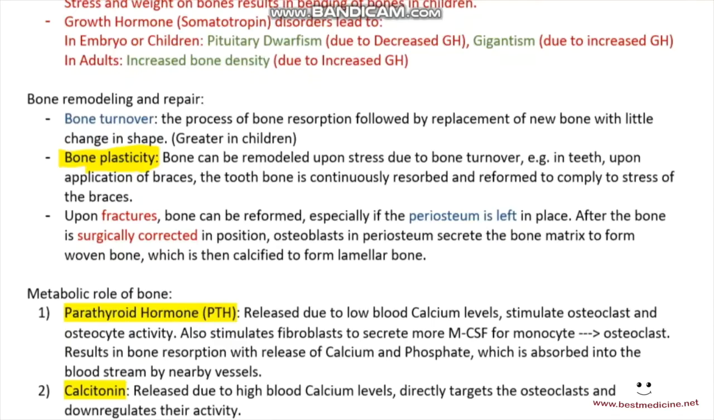So usually what happens is that when a patient gets fractures of bones and goes to the orthopedic surgeon, the surgeon surgically corrects that bone in position as it was and leaves the periosteum in place on top of that bone, so that the osteoblasts of the periosteum can again reproduce that bone to where it was.